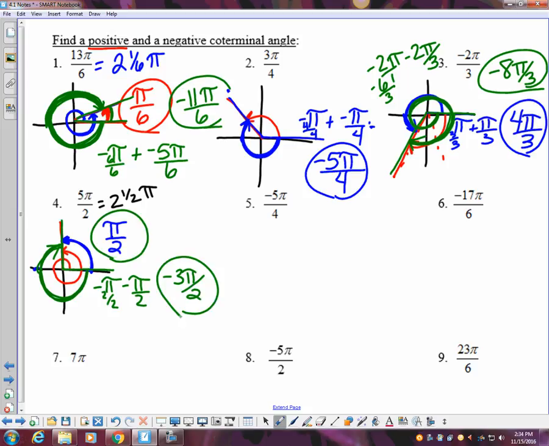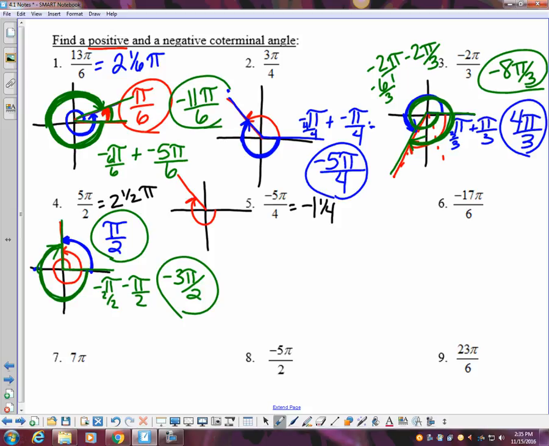Positive, negative. Negative 5 pi over 4 would be negative 1 1/4. Again, don't lose your negative. If you do, you're going to lose which way you're swinging. Okay, so negative 1 1/4 of another one. There we are.